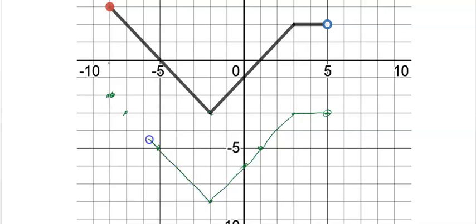And what's going to happen is when I'm done here, and this will be a closed circle, that green graph is now g of x. So I had f of x minus 5 is g of x. It moved the whole graph down 5 units.